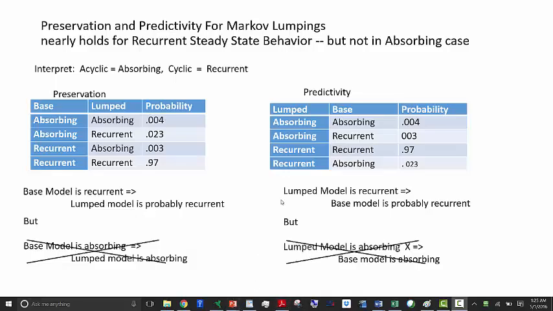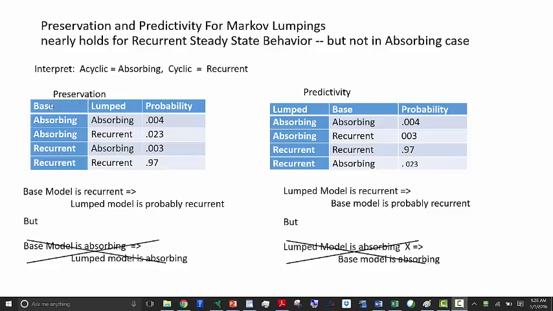So we'll talk about preservation and predictivity for Markov lumpings. And we'll see that both of these nearly hold for recurrent steady-state behavior, but not in the absorbing case. Now recall that we're interpreting acyclic structure in the digraph as eventually absorbing behavior for the Markov model, and cyclic structure in the digraph as eventually recurrent behavior for the Markov model.